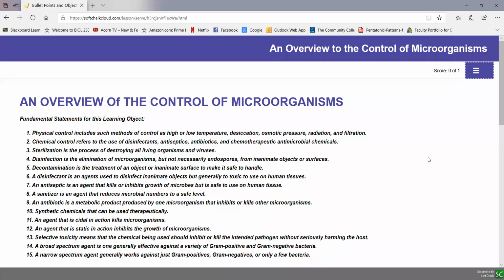The two SoftChalk lessons for Unit 2, Lecture 3 deal with ways in which the chemical control agents we use affect bacteria. Now, before we get into the way antibiotics and such work against bacteria, let's have a little overview of the control of microorganisms with some definitions we'll need to know from here to the end of Unit 2.